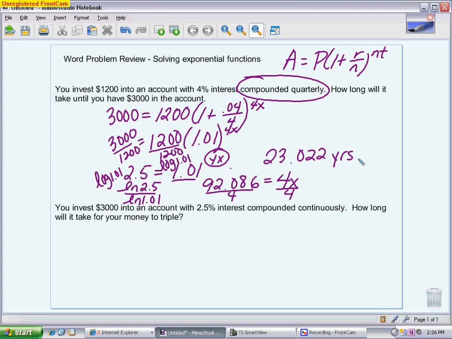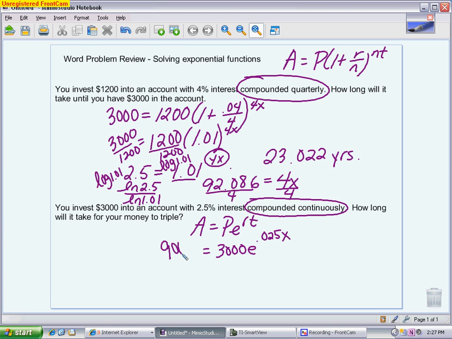The second one is also a compound interest one, but what's different about this one is it says compounded continuously, which we know is the special case when we use the APERT formula. These problems should be a little faster. You have a lot less to work with, and you should be able to get to your answer quicker, not do quite as much computation. We're going to plug in everything we know. We know we're starting with 3,000. Our interest rate is 2.5%, so 0.025. And we want to triple our money, so we want to get to $9,000. First thing I'm going to do is divide by 3,000 to isolate the exponential piece. So we get 3 equals e to the 0.025x.